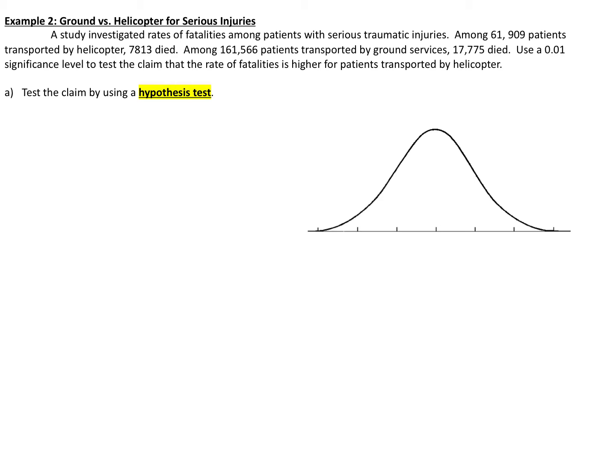So I'm going to highlight the claim. Oops, let me use my highlighter. The claim that we're going to do the test on. So here, the claim is that the rate of fatality is higher for patients transported by helicopter. And make a note to myself here that because we're dealing with rates of fatality, this is a reminder that we're dealing with a population proportion, which we call P. Okay, and P represents the fatality rate.